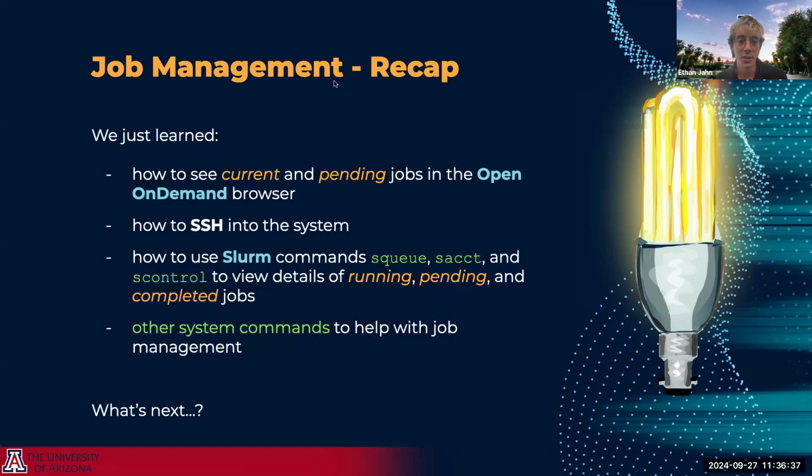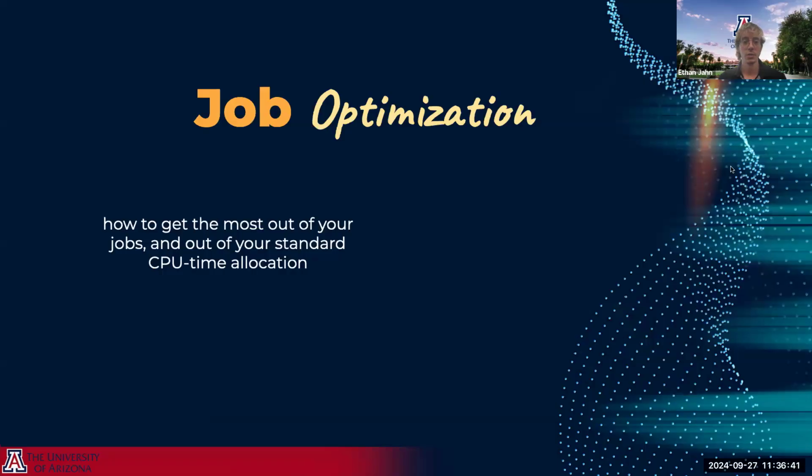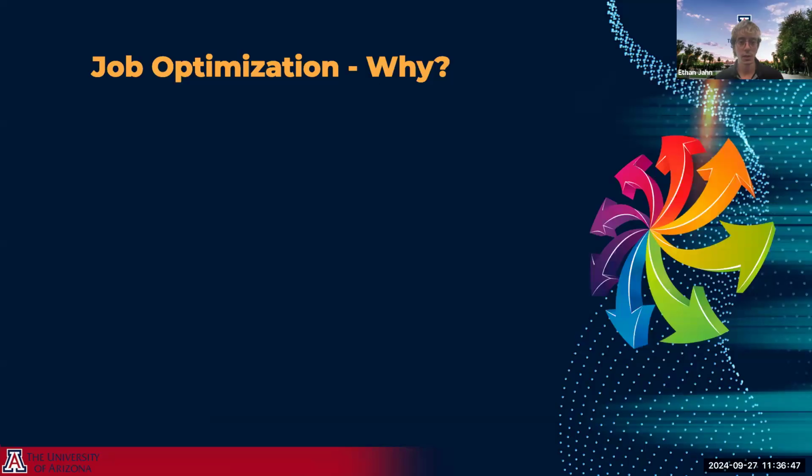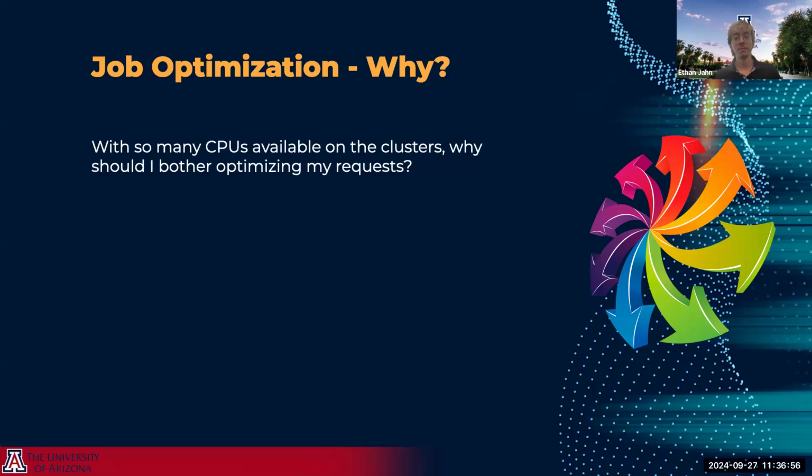All right, let's just continue on to the job optimization section. So we're going to talk about how to get the most out of your jobs and how to get the most out of your standard CPU time allocation. So why do we need to think about job optimization? You know, it's a supercomputer, right? There's a million nodes on it. Why do I need to think about job optimization?